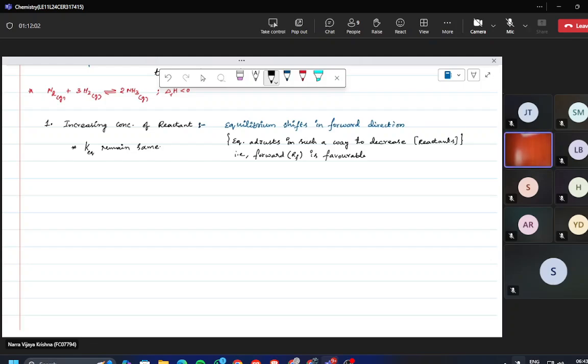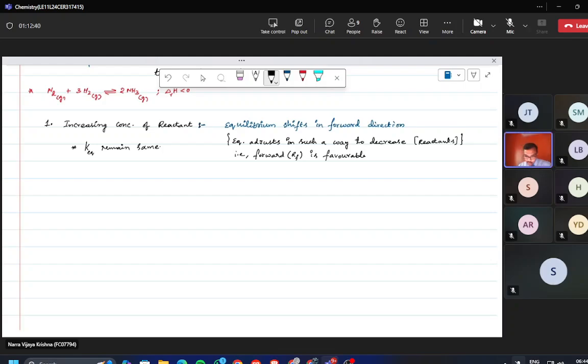If rate of forward increases, what happens to concentration of products? Increases. Then automatically rate of backward also increases. Then again rate of forward and backward become equal. Then it again reaches equilibrium and remains constant again. Are you able to understand? Clear? So concentration of products increases. At the same time, backward speed also increases, reactants also increase. In such a way, both ratios remain again same.